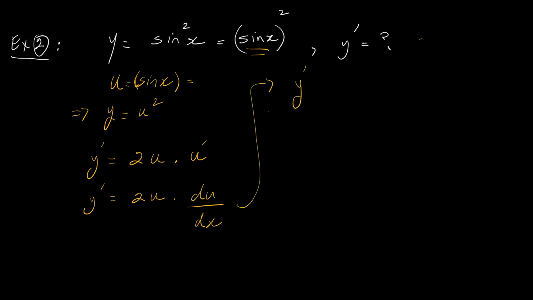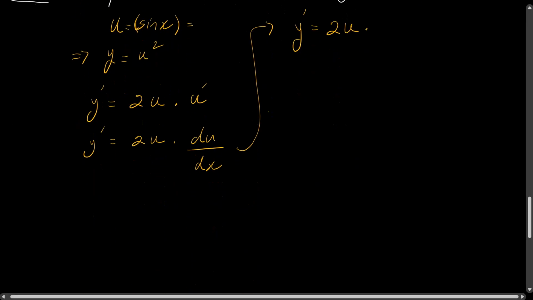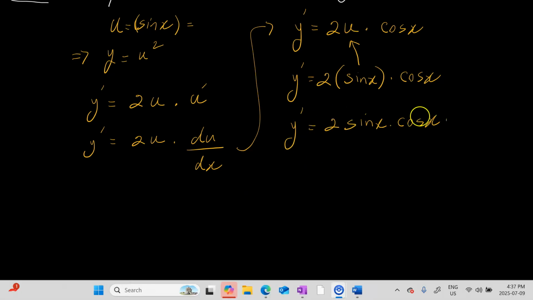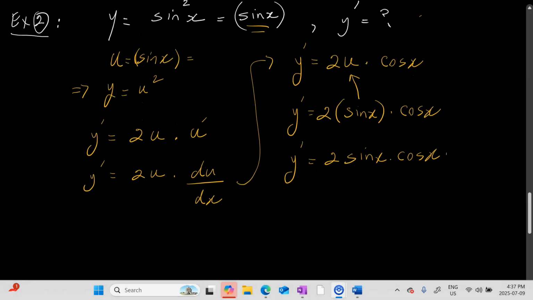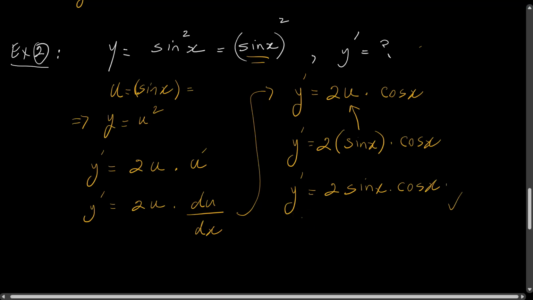So y prime equals 2u times, and then what is the derivative of sine of x? Derivative of sine of x is cos x. All right, so here it is. So multiply that by cos of x, and now we're going to go ahead and replace u. So y prime equals 2 times sine of x, because that was u, times cos of x. And then finally, we just put them together, and here it is. This is the derivative of y equal to sine squared x. All right, and we used the chain rule to do that.